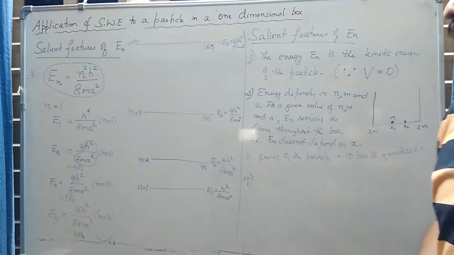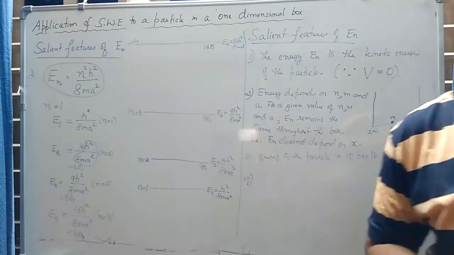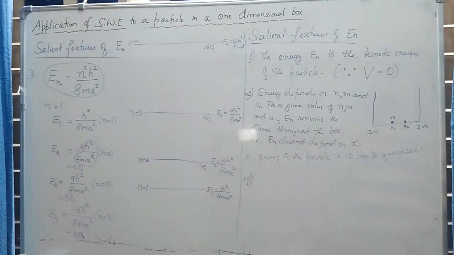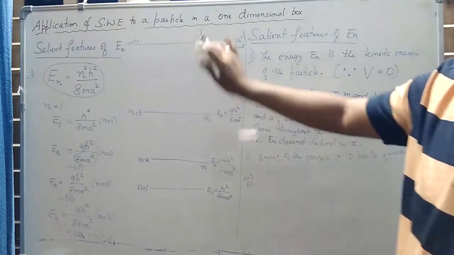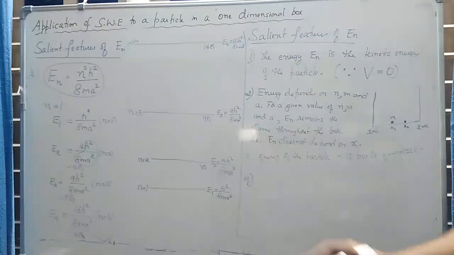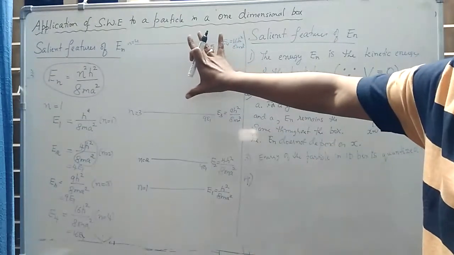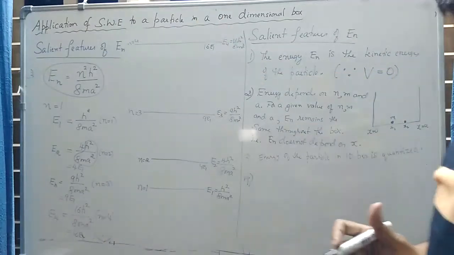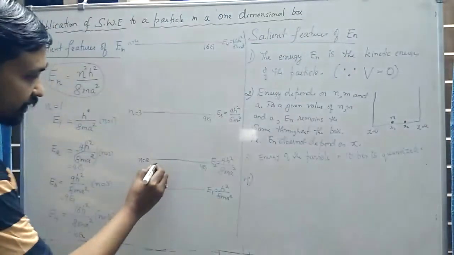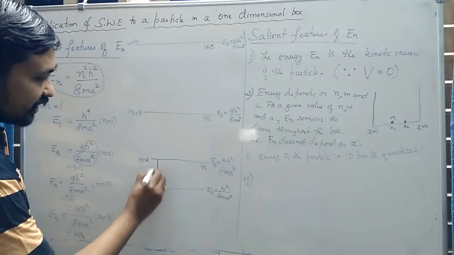So let us see what happens to the spacing between the energy levels as the value of n increases. It is well demonstrated in this diagram. You can see that as the value of n increases, the gap between two successive energy levels also increases. So let us calculate what this energy gap is.